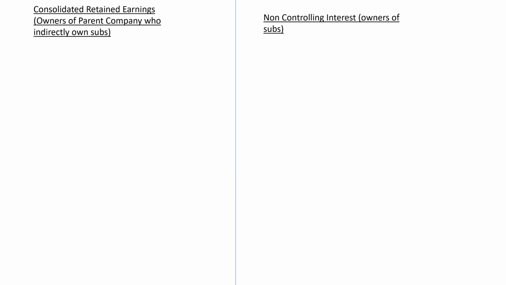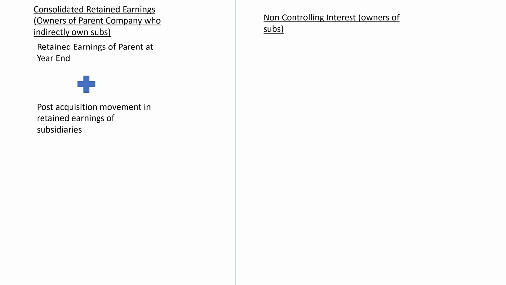Okay, let's have a look at equity. In terms of equity, as I said, there are two groups of investors. They're the owners of the parent company, who indirectly control the subs. And then you have the NCI, who are owners of the subs, but they don't have control. To calculate consolidated retained earnings, we need to know the retained earnings of the parent at the year end. We add post-acquisition movement in retained earnings of subsidiaries.